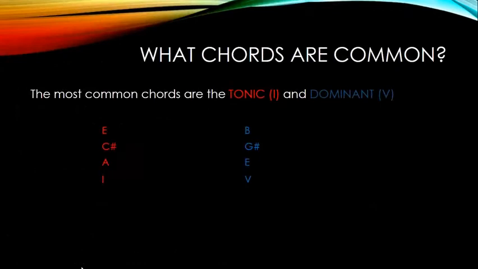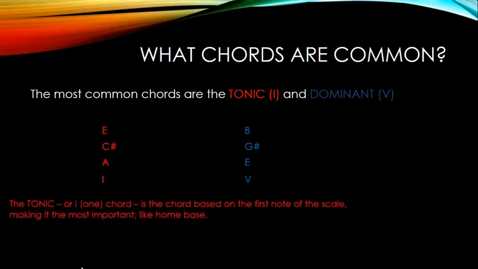So now we know about individual chords. What chords are common in the scale? Because there are 7 different types of chords. Obviously, some of them are going to be more important. And the two most important are called tonic and dominant, 1 and 5. The tonic chord, or the 1 chord, is the chord based on the first note of the scale. That makes it the most important.